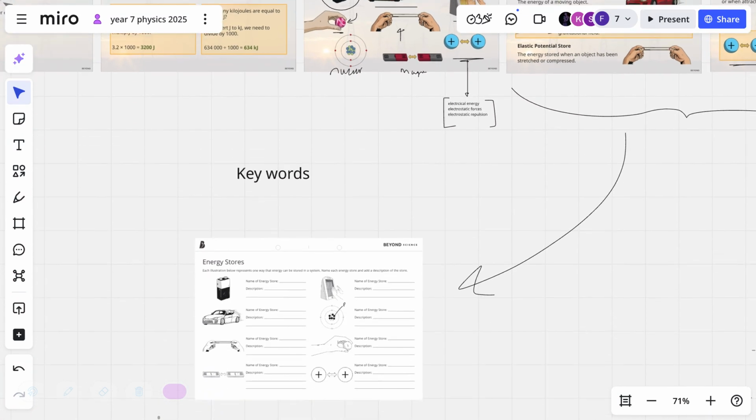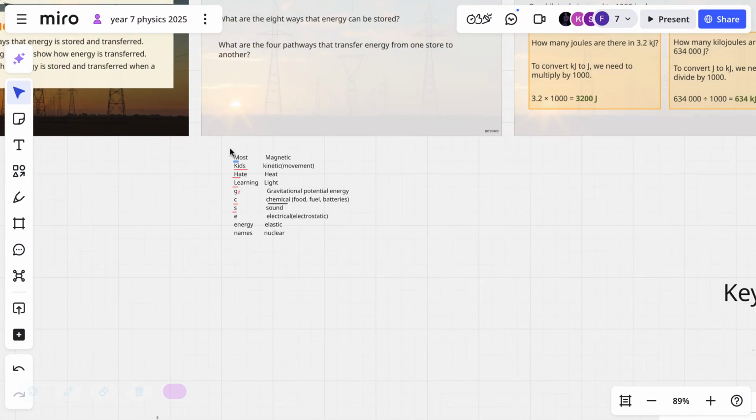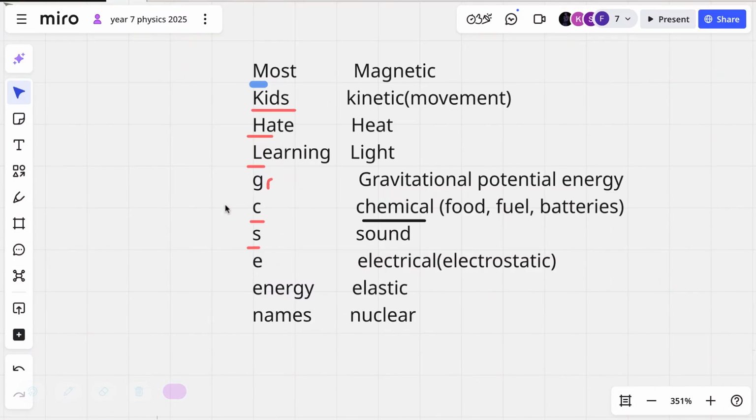There are a number of different energy stores, and the way that I remember them is by, what people think is just because I used to be a scientist, I've got a really good memory. I haven't. My memory is the same as everybody else's. So I remember it by this little interesting sentence. Most kids hate learning GCSE energy names. Most, magnetic; kids, kinetic; hate, heat; learning, light; G, gravitational; C, chemical; S, sound; E, electrical; energy, elastic, they can be either way around; and names, nuclear.